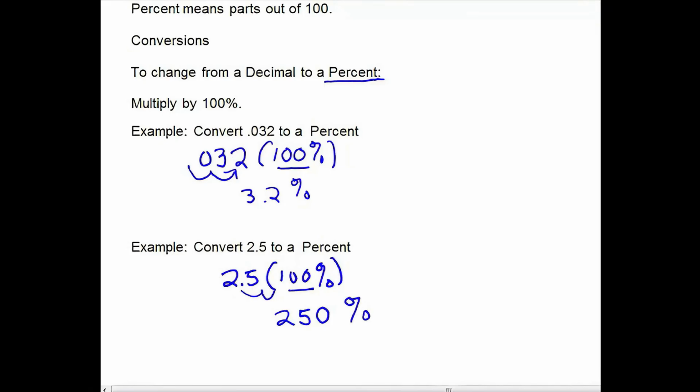It is okay to have a percent larger than 100%. Remember, 1 equals 100%, and we have 2.5. So it is reasonable for it to be more than 100%.